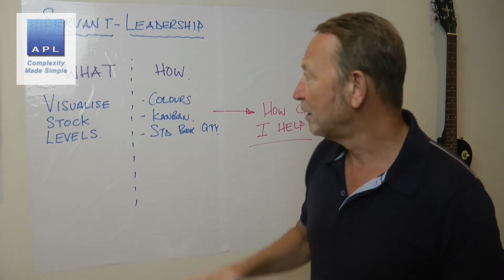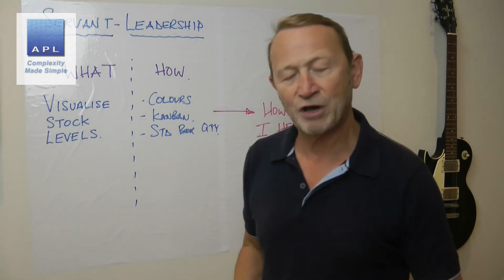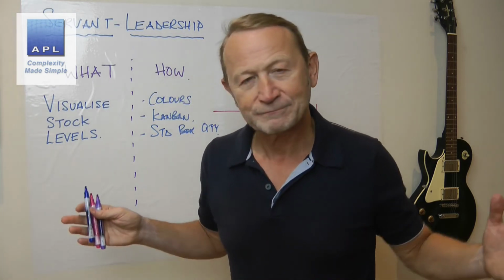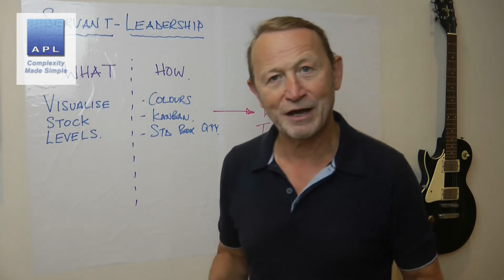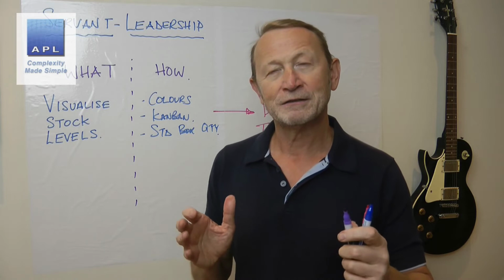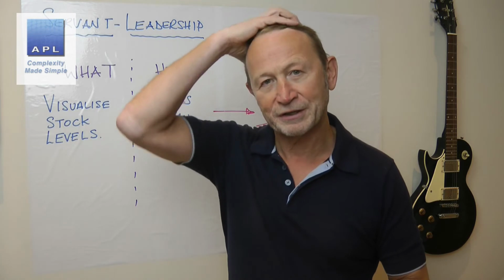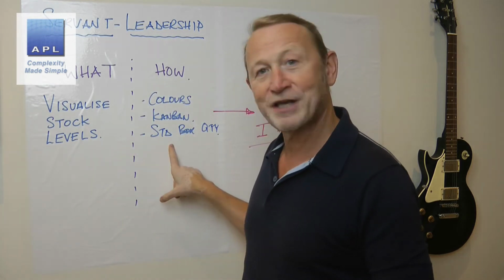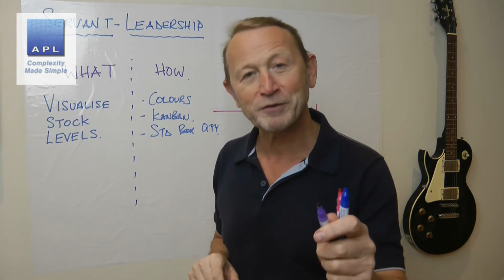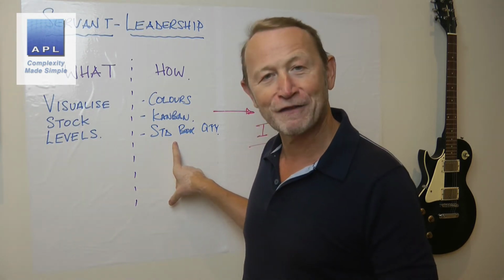How can I help? But if you decide the how, if you just say, I want you to use Kanbans, I want you to use standard boxes. There is no how can I help. You're just telling people. And of course the point about that is there is no use of all the intellectual horsepower in your company. All the ideas, when you tell the how, all the ideas come from you. So there's only one person in the company improving the company because you're specifying the how.